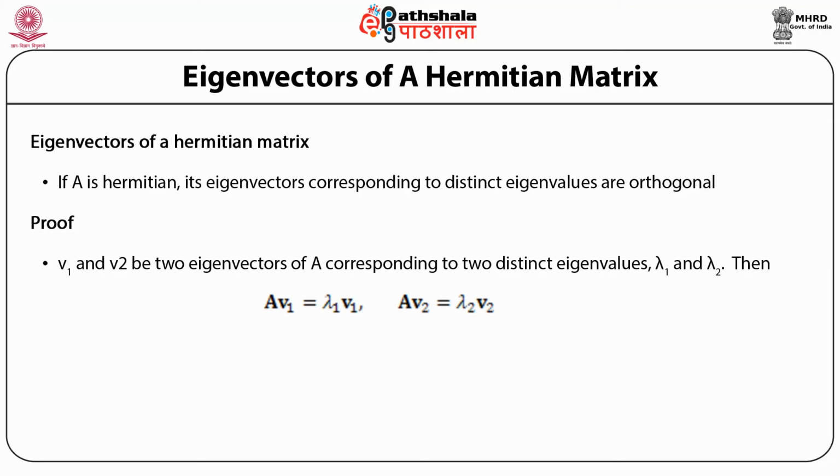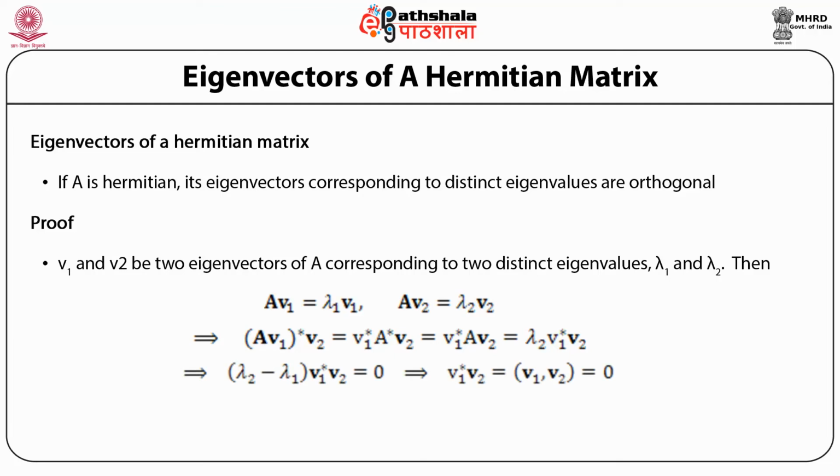This implies AV1 star into V2 is equal to V1 star into A star into V2, which is equal to V1 star into A into V2 and is equal to lambda 2 into V1 star into V2. So, lambda 2 minus lambda 1 into V1 star V2 is equal to 0, which implies V1 star V2 is equal to 0 since lambda 1 and lambda 2 are distinct. Hence, the theorem is proved.